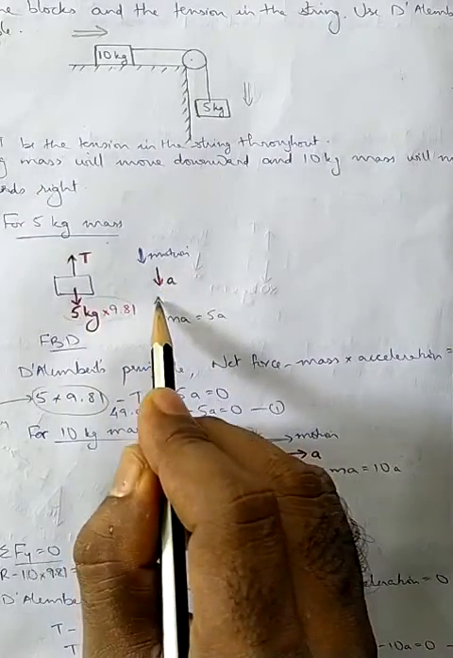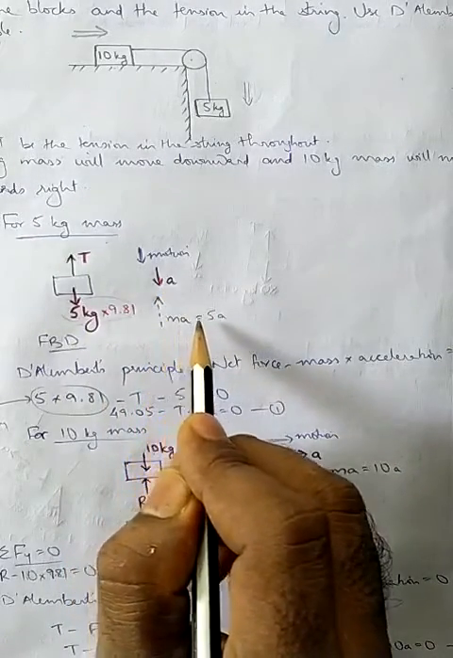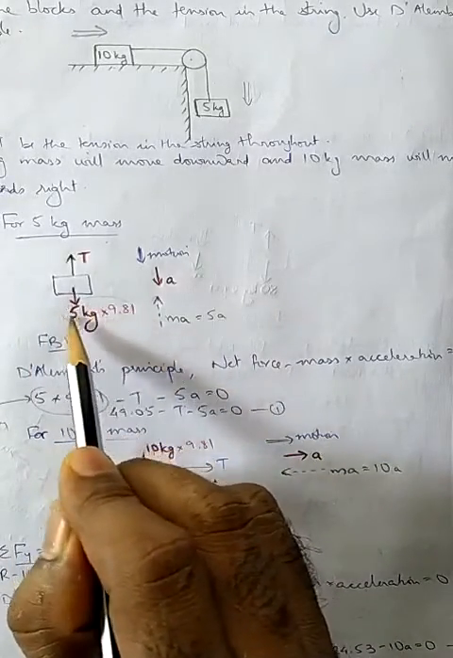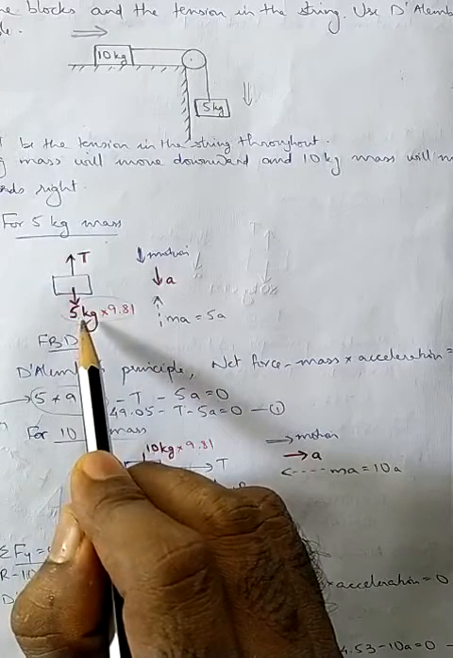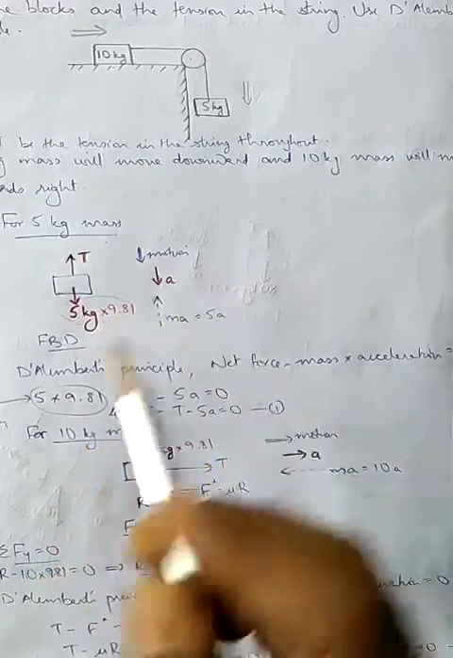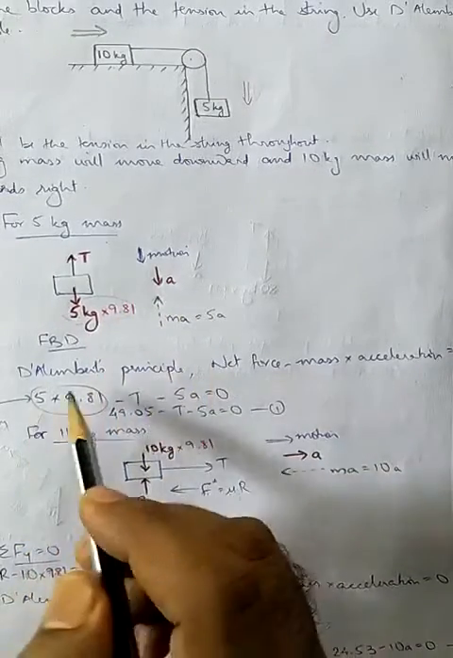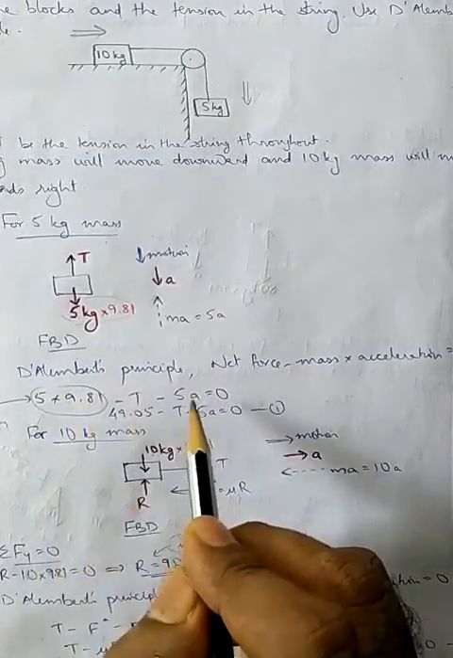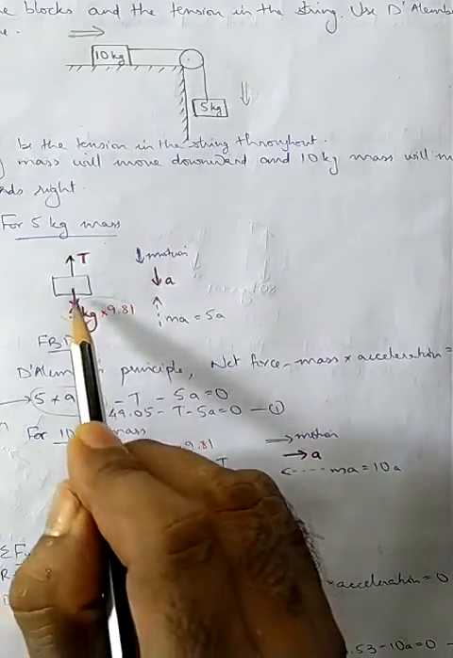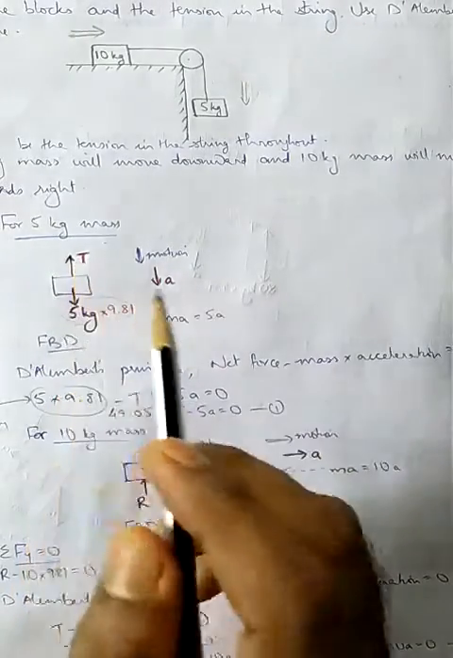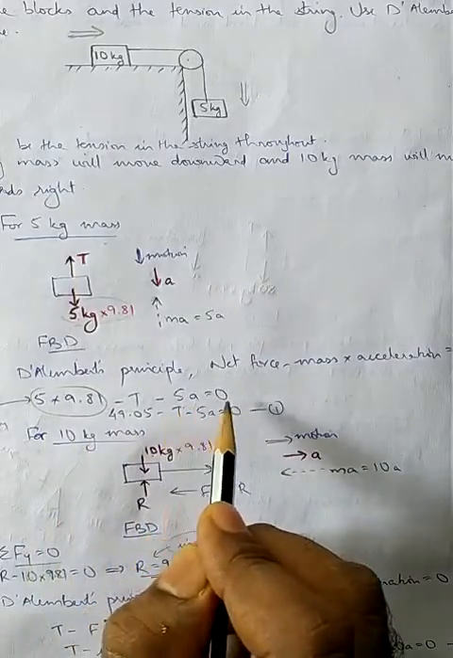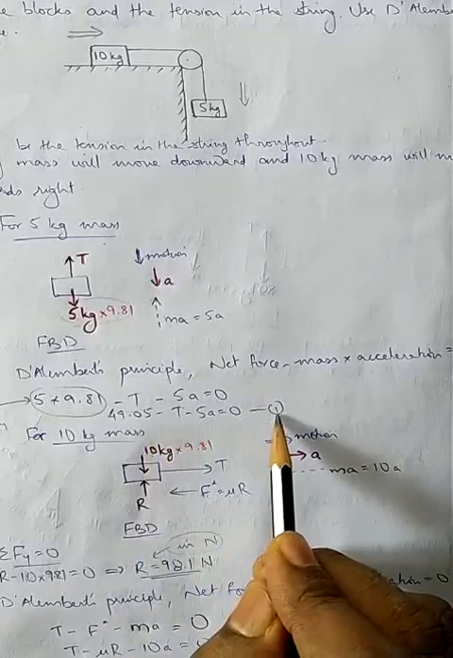Then the inertia force will be in the opposite direction, which is given by MA. Now again we'll be representing this in terms of weight. The given thing is the 5 kg mass, convert into weight, which is 5 into 9.81. Now by D'Alembert's principle, it is net force minus mass into acceleration equal to 0. What is the net force in the direction of motion? It is 5 into 9.81 minus T. So this is the first case, minus MA, which is minus 5A, equal to 0. Simplifying, you will be getting this. Let it be equation 1.